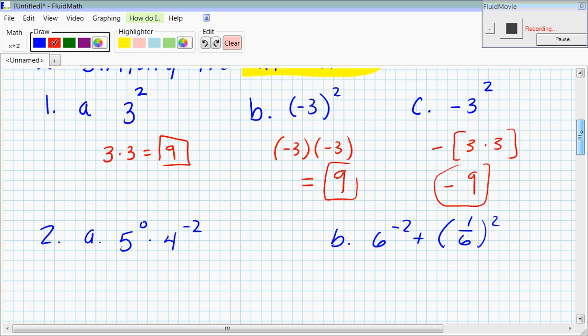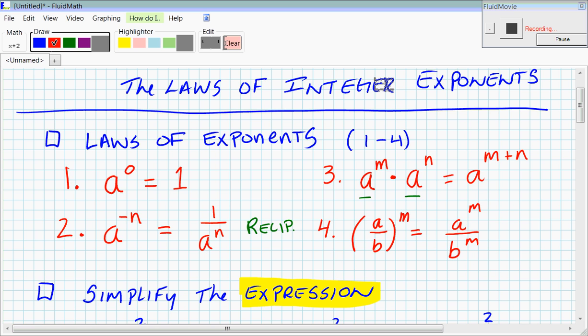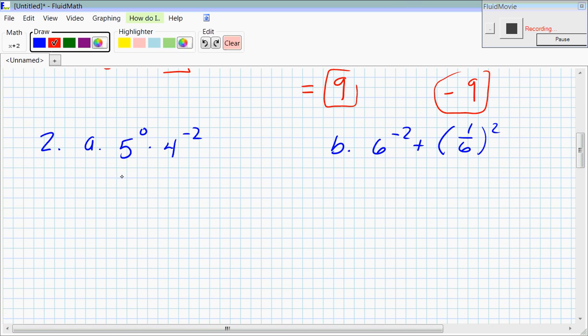Well, 5 to the 0. If I go back up here in my notes, laws of exponents, anything to the 0 power is what? 1. So I know exactly what to do with that one. So this is going to be 1, multiplied by, now I have a number raised to a negative exponent. What should we do with that? Take the reciprocal, right? Very good. So this is 1 over 4 squared.